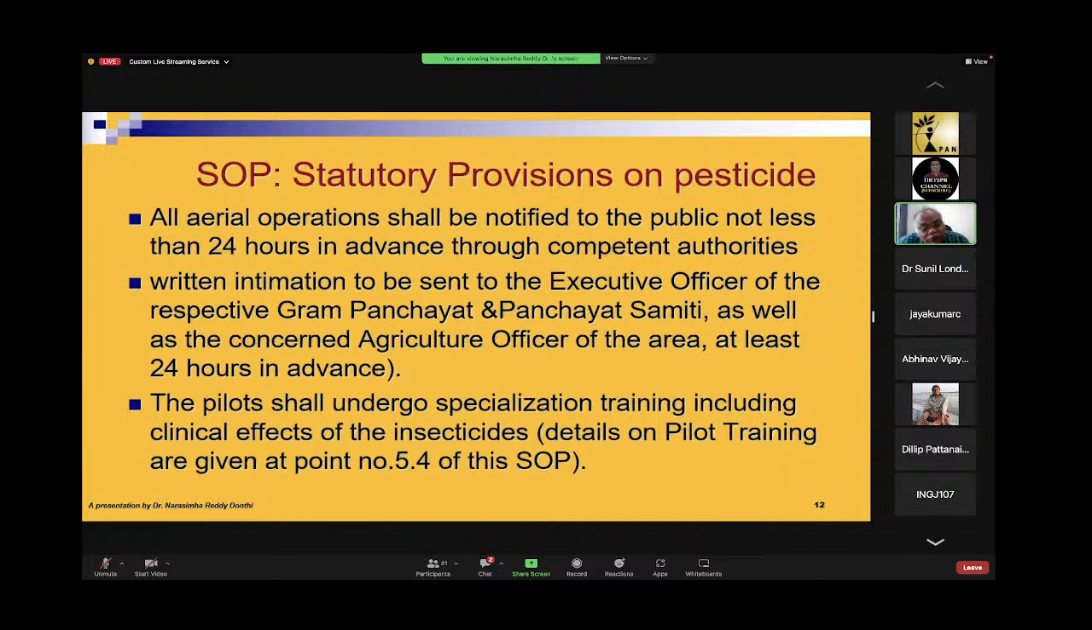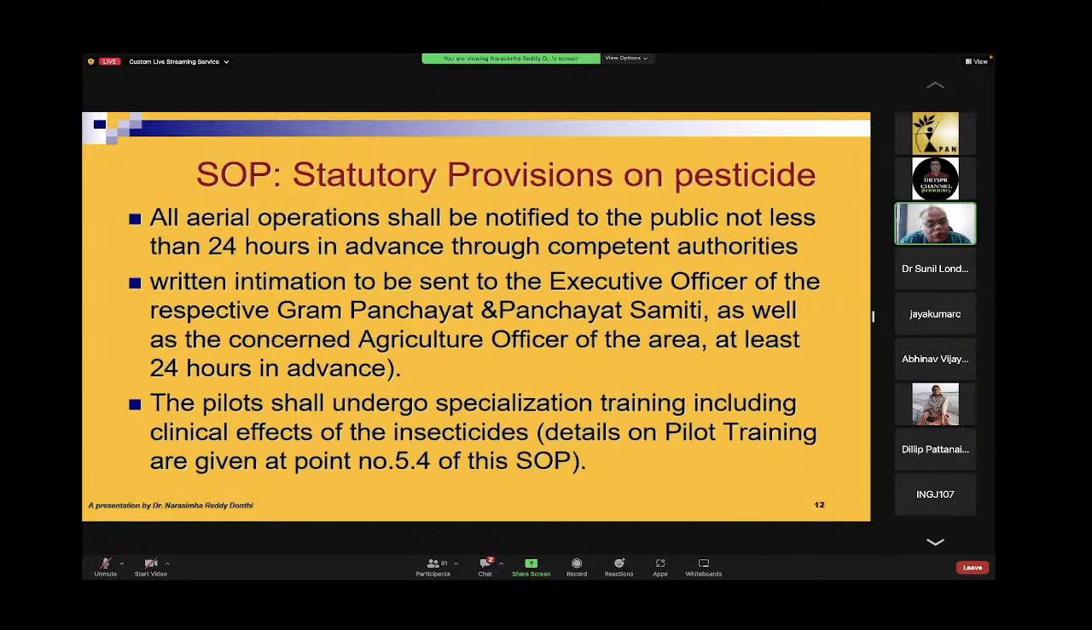I was saying it should have been a week's time, not just 24 hours. So this is again a major issue, because Gram Panchayats have not been empowered to prevent or to regulate drone operators. Here it is merely trying to create a post office kind of role for Gram Panchayat.